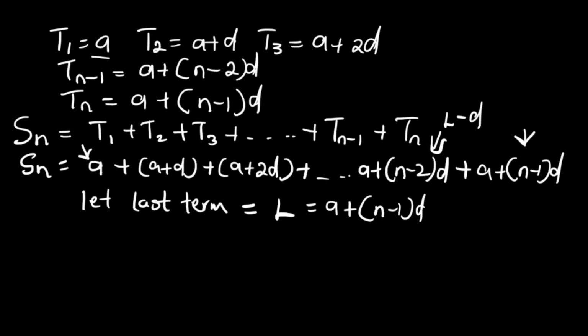So how so? Let's see. The second last term, which is T subscript n minus 1, is a plus (n minus 2)d. To write it in terms of L, let's break it down.